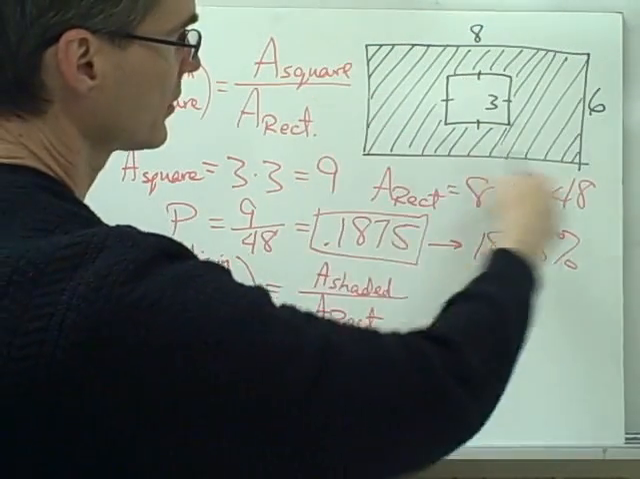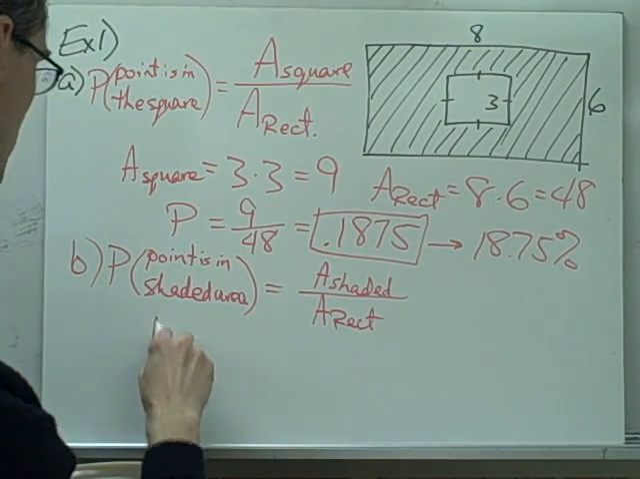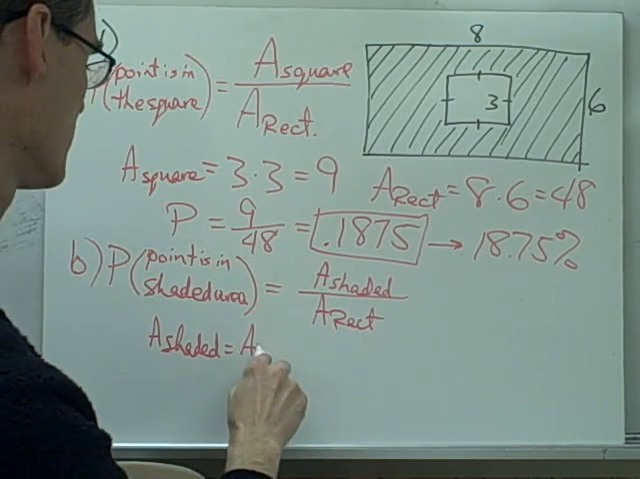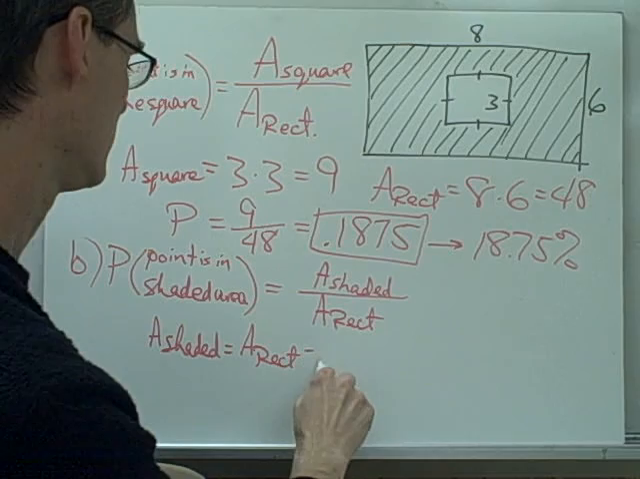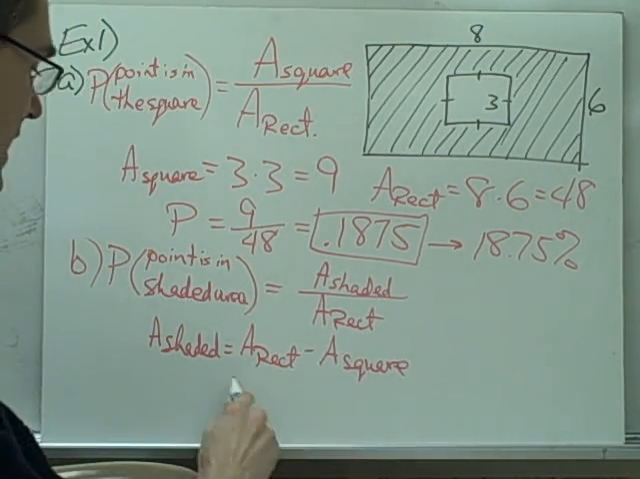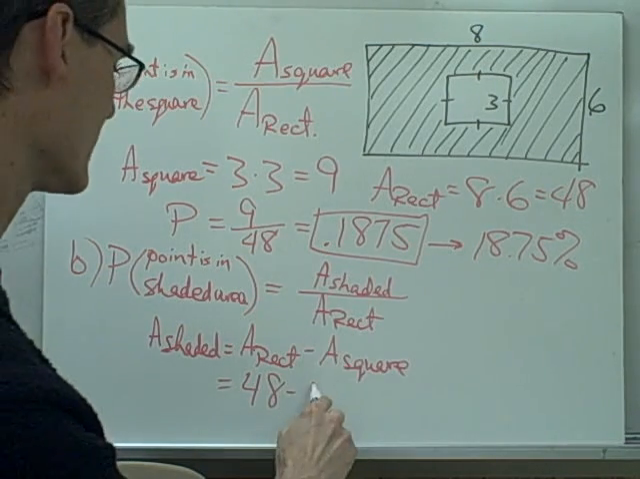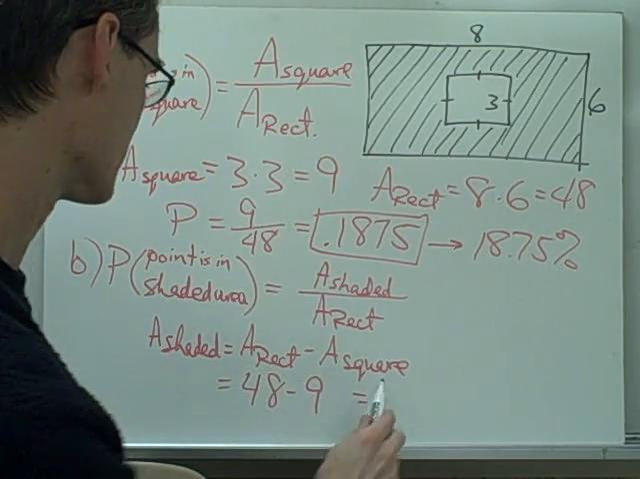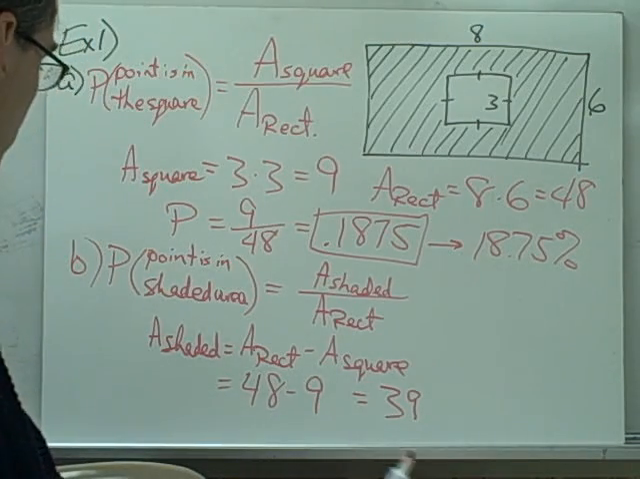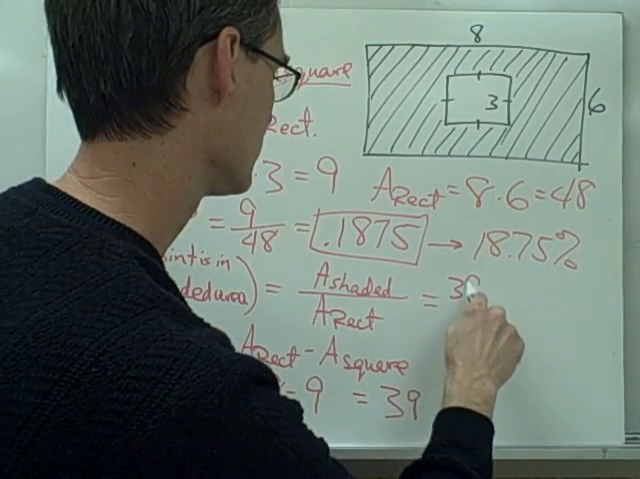Well, the area of the shaded part is just going to be the area of the rectangle minus the area of the square. So the area of the shaded part equals the area of the rectangle minus the area of the square. And I've already calculated both of these values. The area of the rectangle is 48. The area of the square is 9. 48 minus 9 is 39.